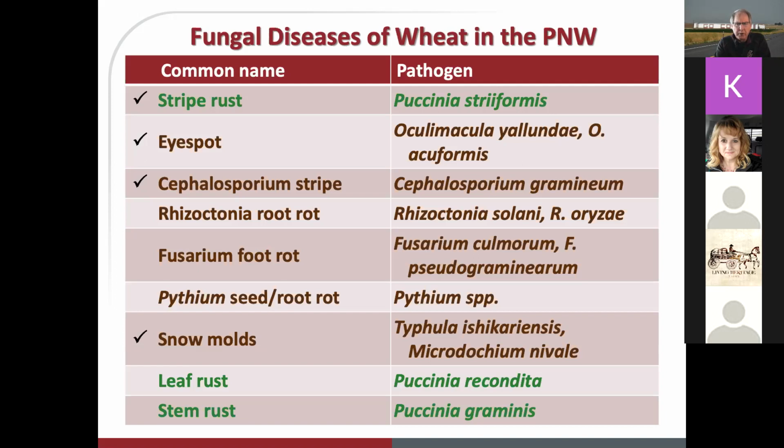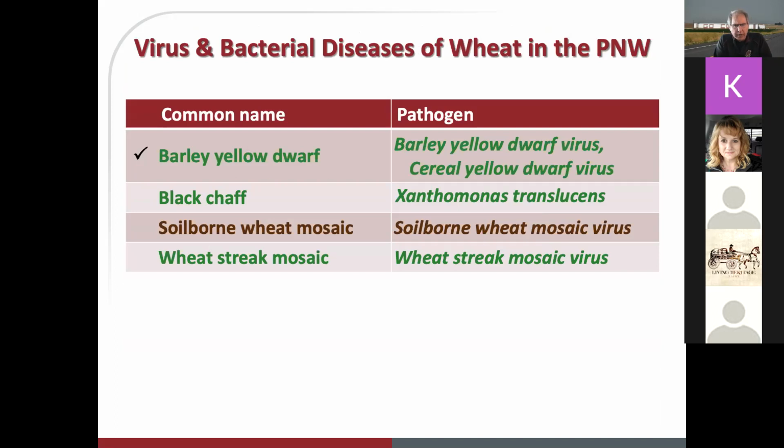There are also some virus and bacterial diseases of wheat that we are concerned about. Probably the most common virus disease that we worry about is barley yellow dwarf virus. Last year, interestingly, we had a few outbreaks of wheat streak mosaic. The virus is common, but it's not usually a problem for us. And similarly, soil-borne wheat mosaic is a relatively newly introduced disease, but it's limited really in its distribution to the south central part of the state around the Walla Walla area. So if we were in that part of the state, we'd talk about that today, but we're not.